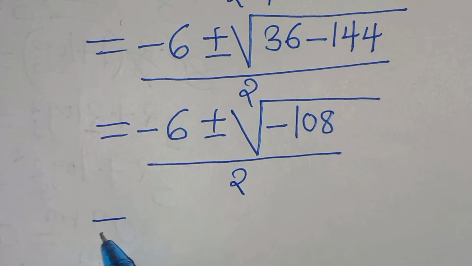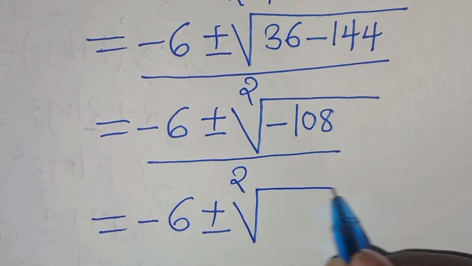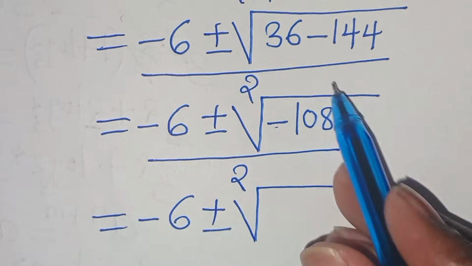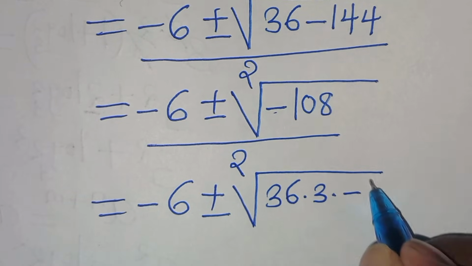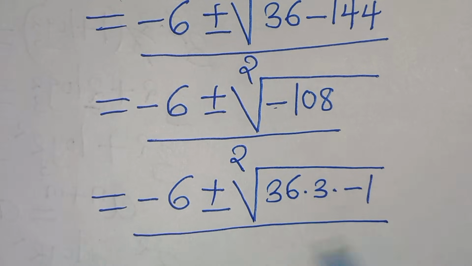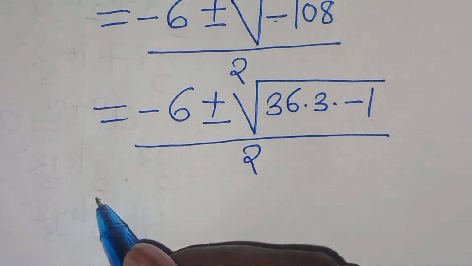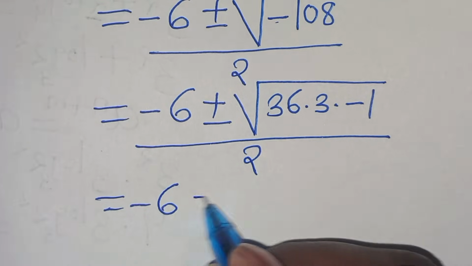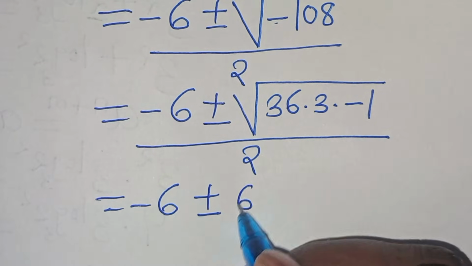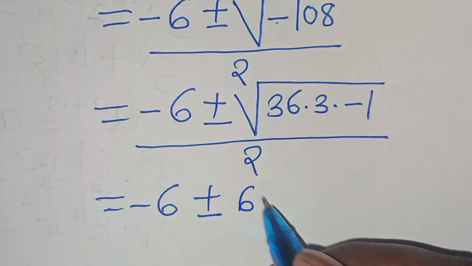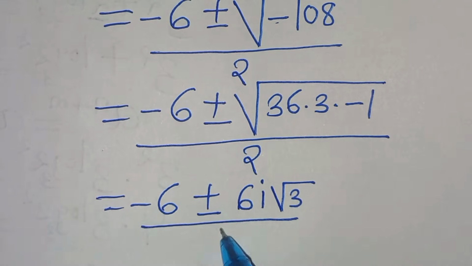So now we have minus 6 plus or minus. We can express the square root of minus 108 as 36 multiplied by 3 multiplied by minus 1, everything divided by 2. So we have minus 6 plus or minus the square root of 36, which is the same thing as 6, then the square root of minus 1, which is i, then the square root of 3, everything divided by 2.